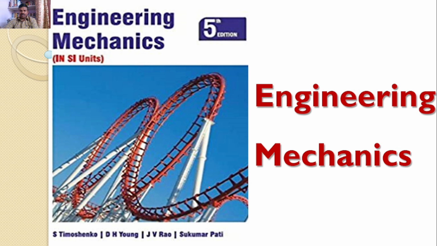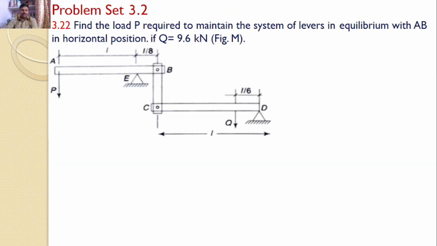In this tutorial, we will discuss problem set 3.2 and problem number 3.22. Find the load P required to maintain the system of levers in equilibrium with AB in horizontal position if Q is equal to 9.6 kilonewtons.